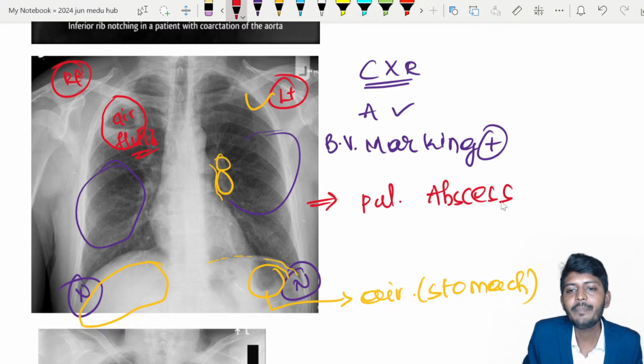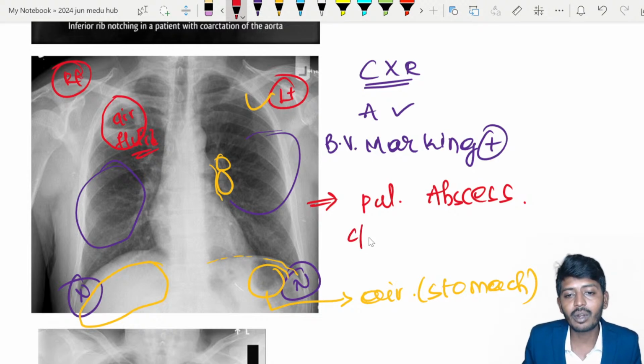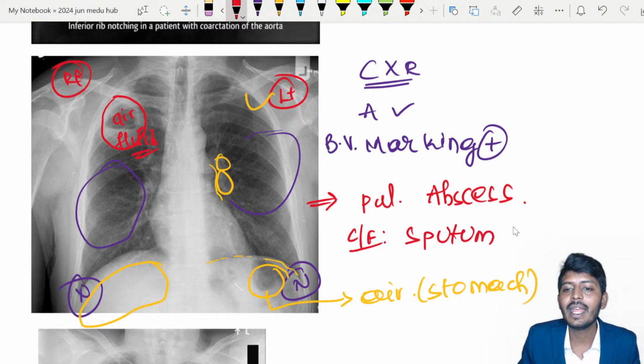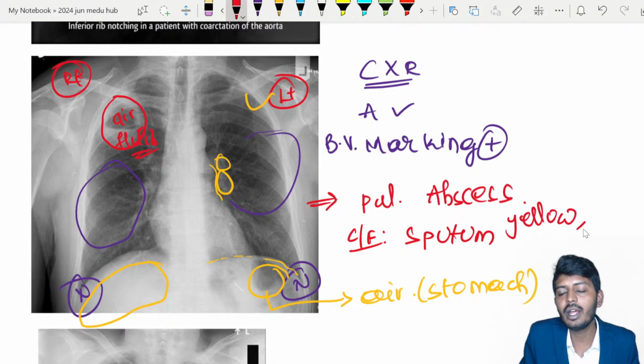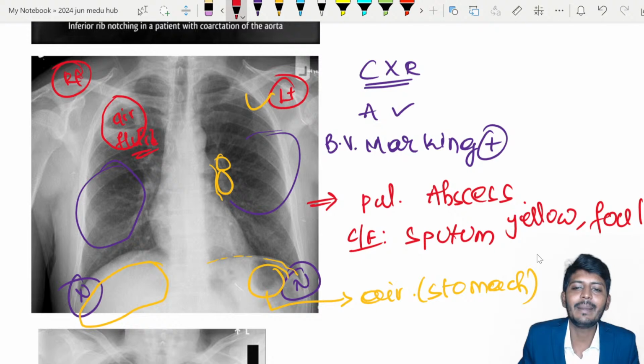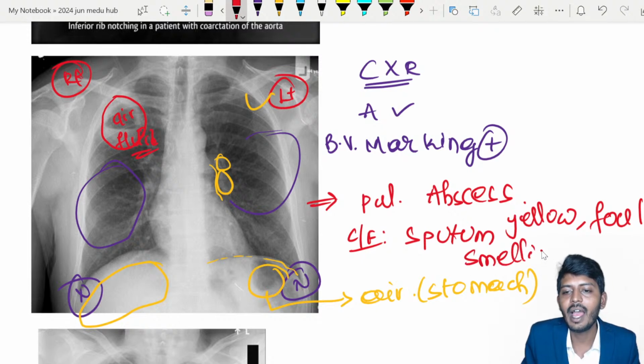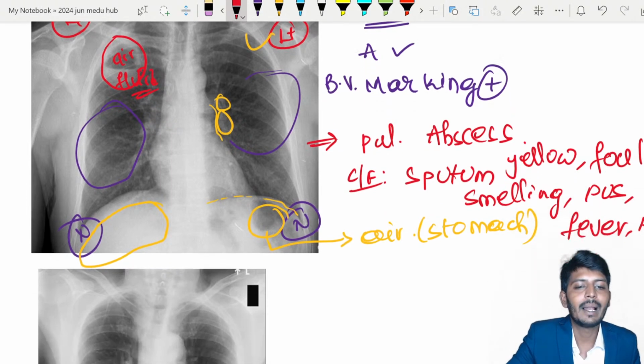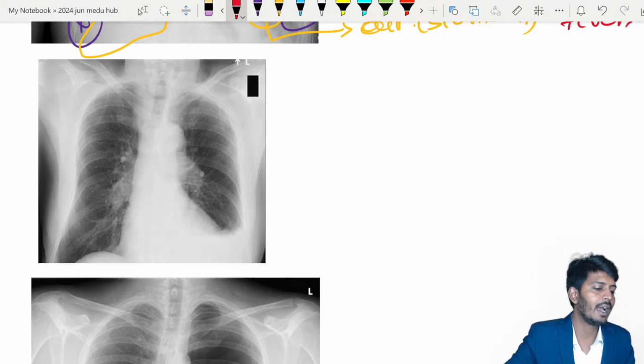So what is that called? A pulmonary abscess. Pulmonary abscess means what will happen? Pus accumulation in one particular area of the lung. The patient will have clinical features such as sputum. The sputum will be yellow in color, foul smelling, very bad smelling, and sometimes even pus can be present, and also fever and pain. So these are the clinical features associated with a pulmonary abscess, also called a lung abscess.